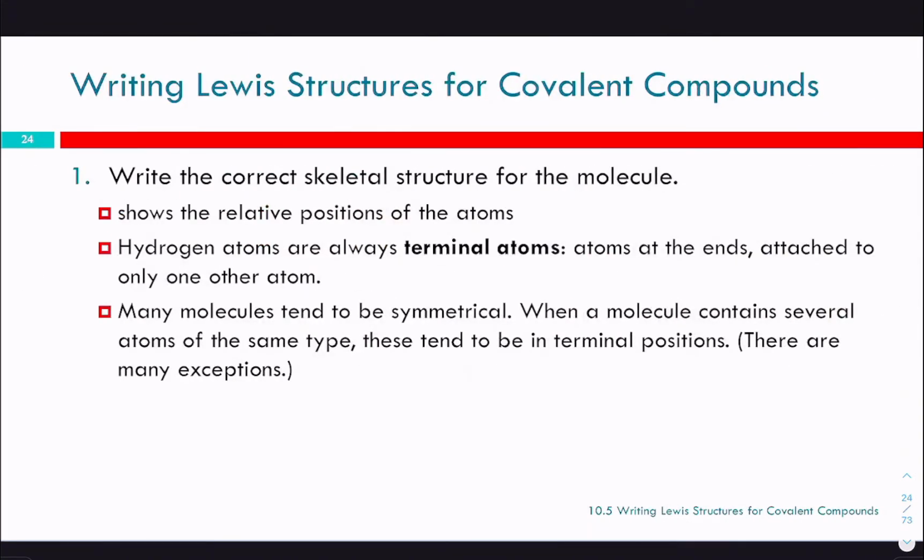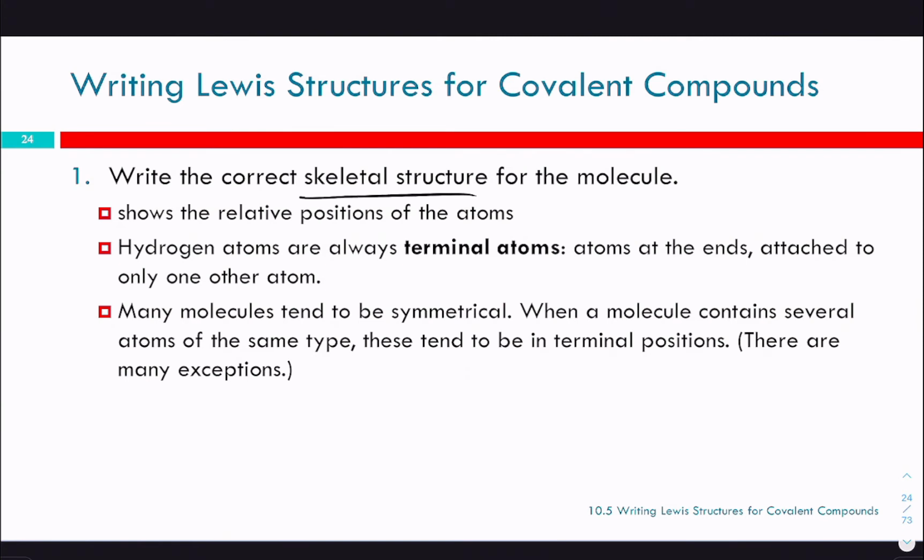Okay, so if we want to write Lewis structures for covalent compounds, they're more complicated than writing Lewis structures for ionic compounds. So they're not tricky, more complicated, but only relatively so. So we want to first write the correct skeletal structure for the molecule, which shows the relative positions.